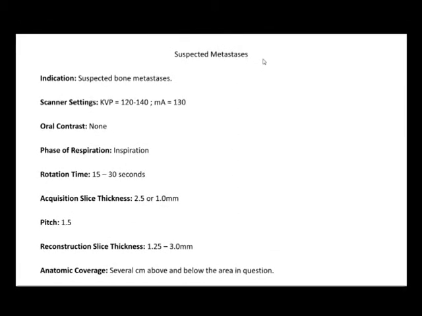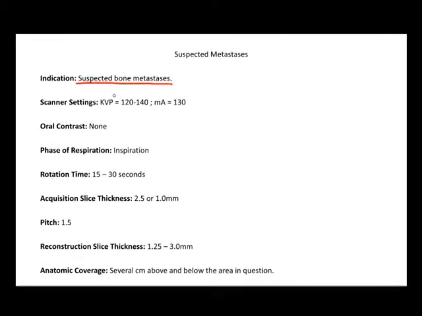Okay, we're going to look at some protocols for evaluating the extremities of the body. The first is going to be for suspected metastasis. So the patient has already had a diagnosis of cancer, and now we're looking at specific bone metastasis. And so that's going to be our indication, suspected bone metastasis.